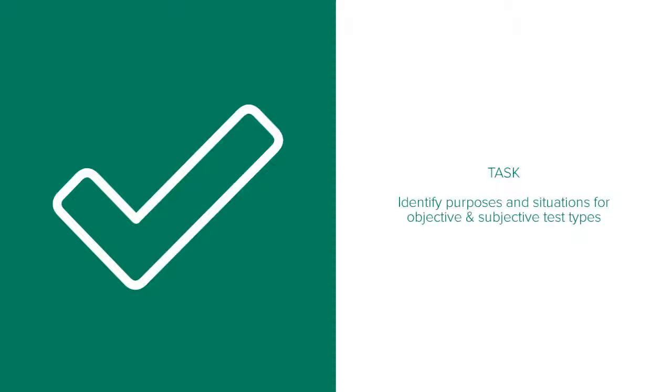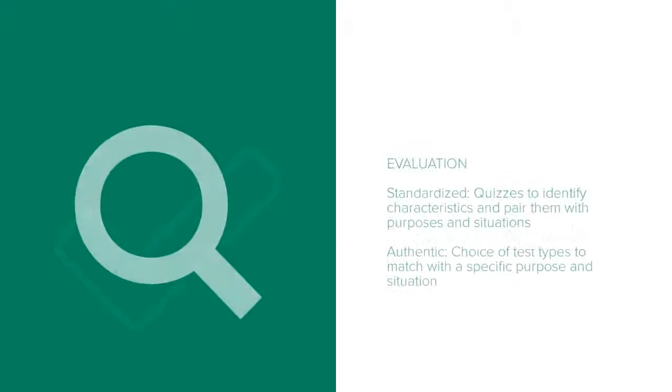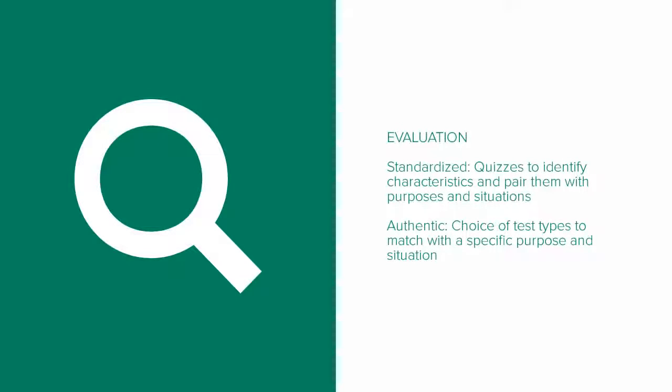The task at hand would be to identify purposes and situations for both test types, when to use them and when to avoid using them. To evaluate this module, we would offer standardized and authentic evaluation methods. For example, we could use quizzes to identify characteristics and pair them with purposes and situations, or we could offer a choice of test types to match with a specific purpose and situation.